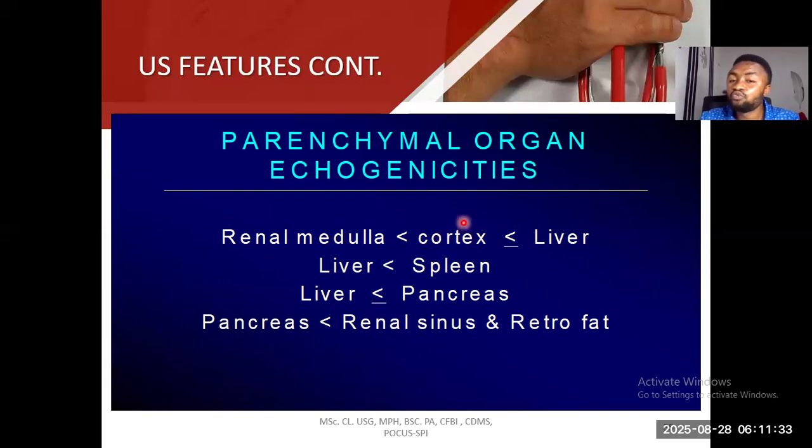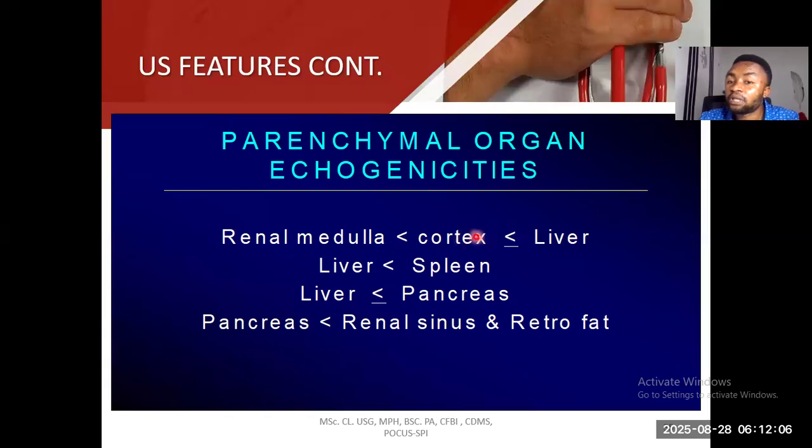Because once you start here and you are coming back, you have to use greater than, because even though this sign is less than, this less than is going for the renal medulla. So renal medulla is less than the cortex. But if you start with the cortex, then the cortex is greater than the renal medulla. That's how it is. So renal medulla echogenicity is dark, a bit darker. If you compare it to the cortex, the cortex is a bit whiter than the medulla.